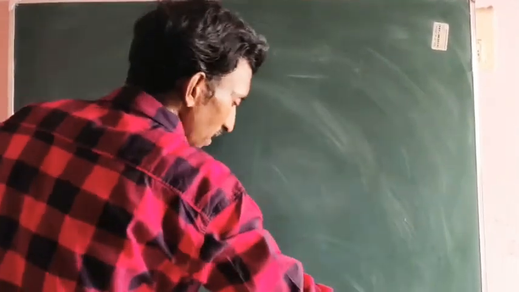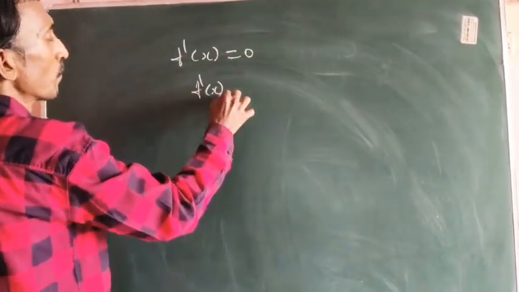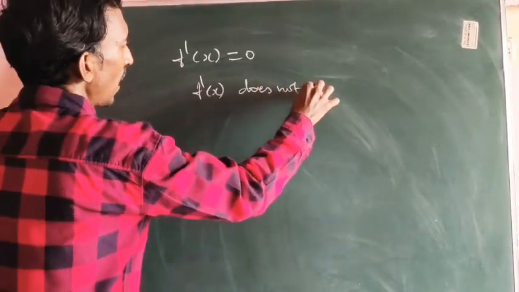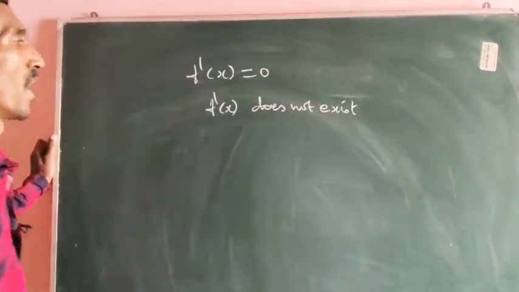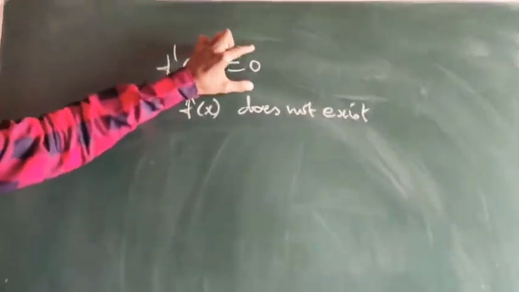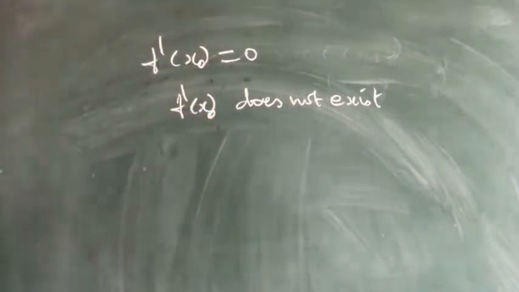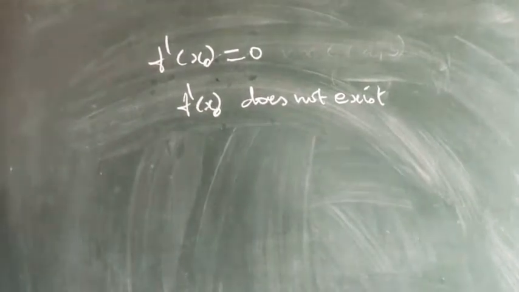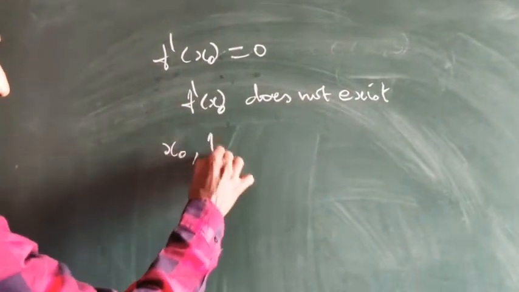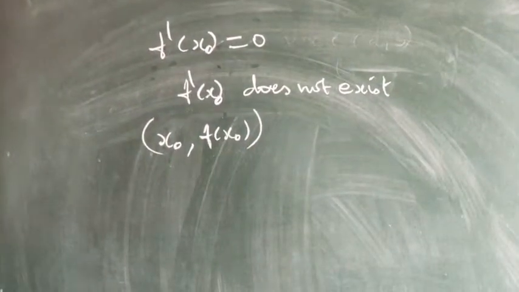Okay, so the next concept is a critical number, a value of x which satisfies the condition either f dash of x equal to 0 or f dash of x does not exist. Does not exist means the value of x where the first derivative becomes infinity. For example, if the value is some x naught, then x naught is called the critical number. Again, the point x naught comma f of x naught is called a stationary point.